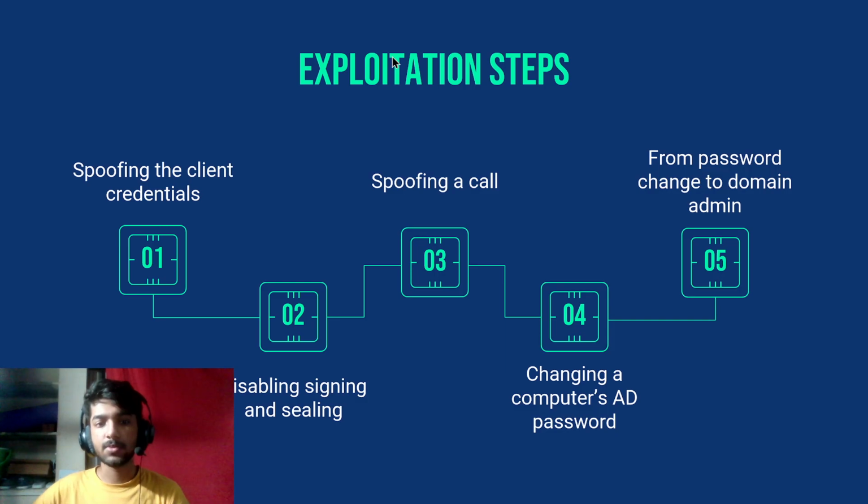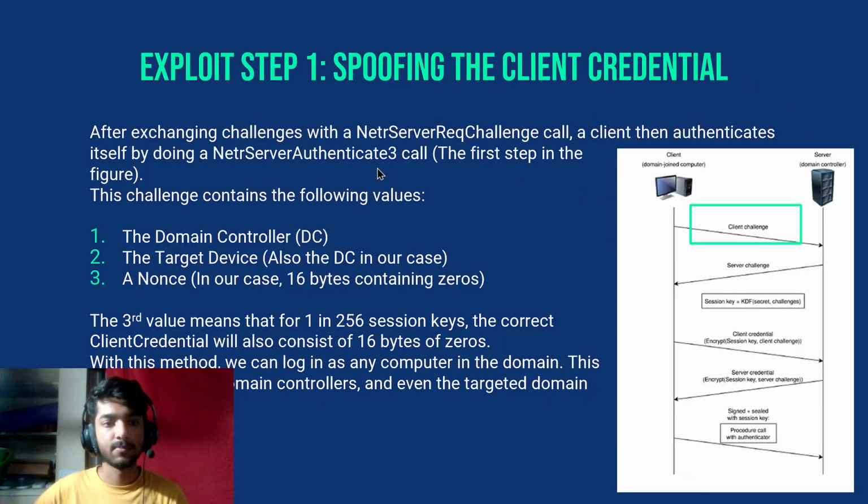So these are the steps of the exploit. First we spoof the client credentials, then we disable signing and sealing, then we spoof a call, then we change the computer's Active Directory or AD password, then we go from password change to domain admin.